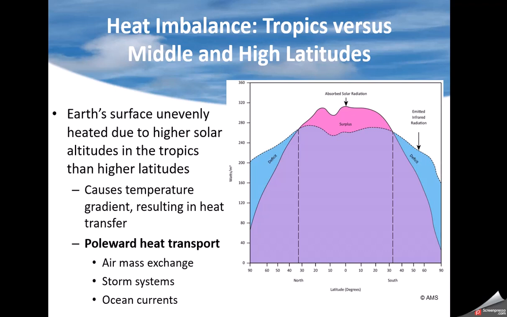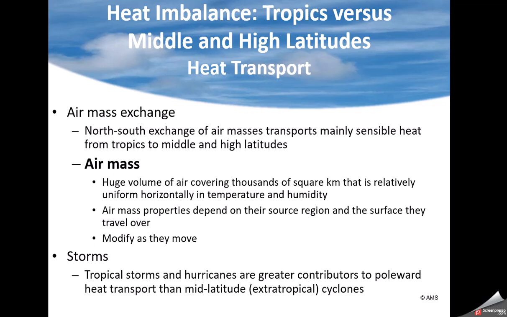Air mass exchanges. We can get very warm, humid air masses coming in out of the tropics, out of the Gulf of Mexico into the United States, for example, pulling up heat from there. Same thing with ocean currents. All these are ways we're trying to get heat to help warm the North Pole or the South Pole. Air masses, large volumes of air. We talked about it the very first week of class. They're another way of heat being transferred from one area to another.